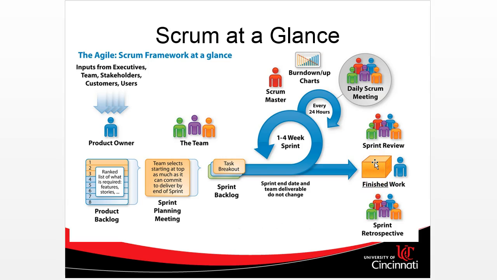That velocity number should always increase with every sprint, because we're getting better, we're getting more efficient. And how are we getting more efficient? Well, at the end of each sprint, we have something called a retrospective. Traditionally, in a retrospective, we're going to say what worked well and what didn't work well.